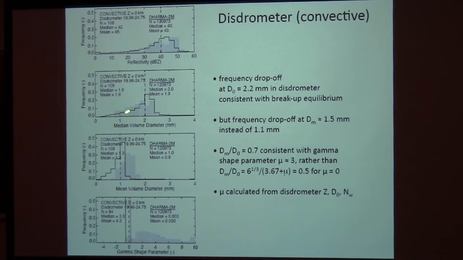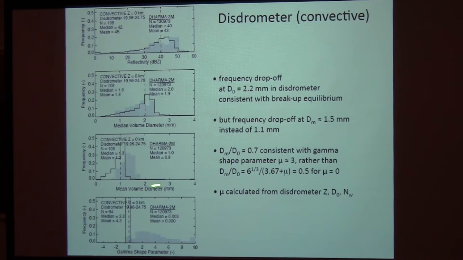Here it is. So things essentially evolve towards this breakup equilibrium. We see it at the surface. We don't see it at 2.5 kilometers. However, when we go to look at the mean volume diameter, remember the distrometer directly measures the total size distribution. You can get all the parameters you want from it. You can get the median, you can get the mean, you can get the shape parameter, lots of things. More on that in a second.